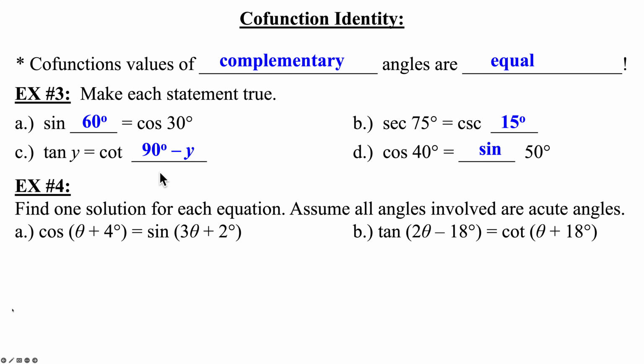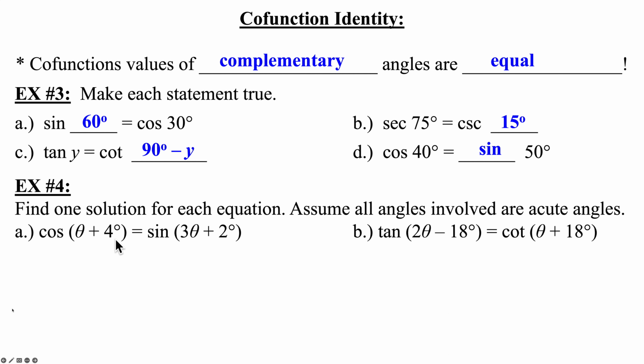All right, let's up the degree of difficulty. Example number 4, find one solution for each equation. Assume all angles involved are acute angles. Cosine of theta plus 4 degrees is equal to sine of 3 theta plus 2 degrees. These are co-functions of each other. Well, if they're co-functions, then my angles have to be complementary.